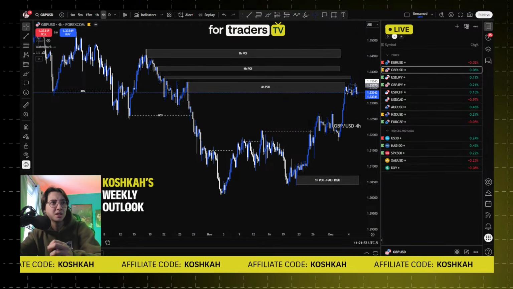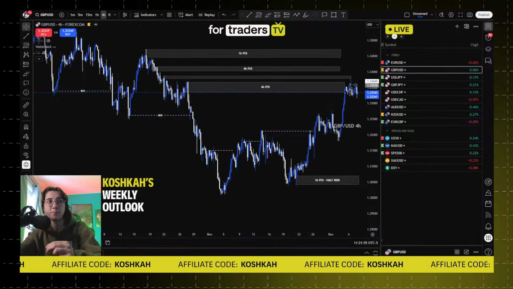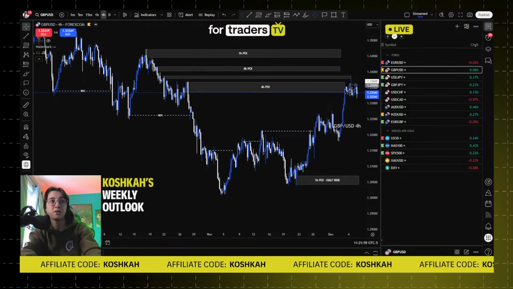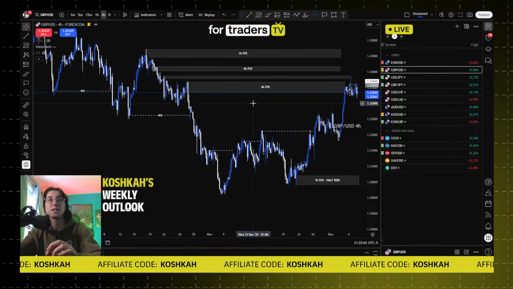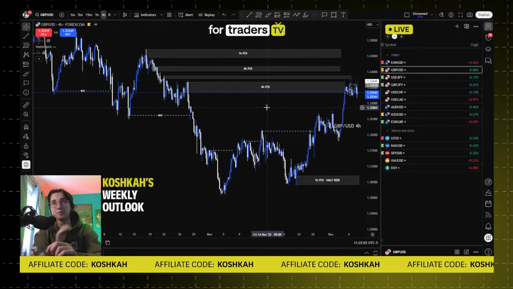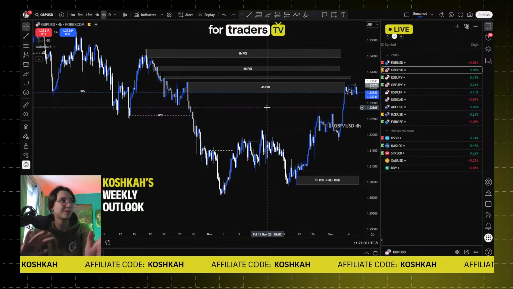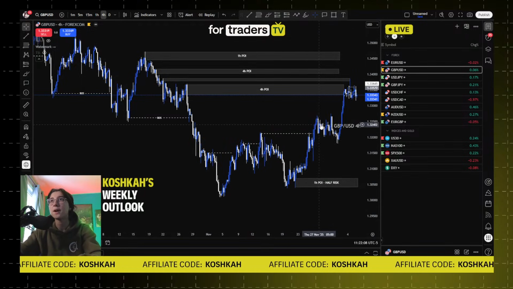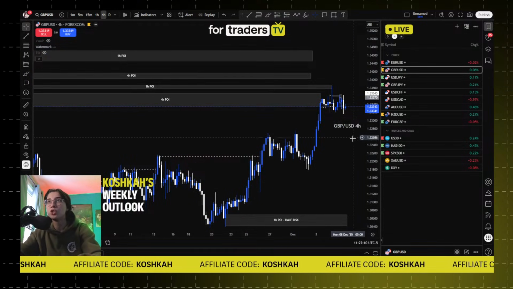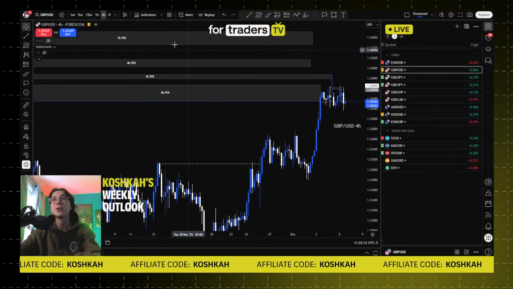Someone asks, what is a POI? It's a point of interest, and it's the same thing as an order block, really similar. So yeah, okay, right here, what happened on GBP USD? Because we've been talking about GBP USD, but what happened?